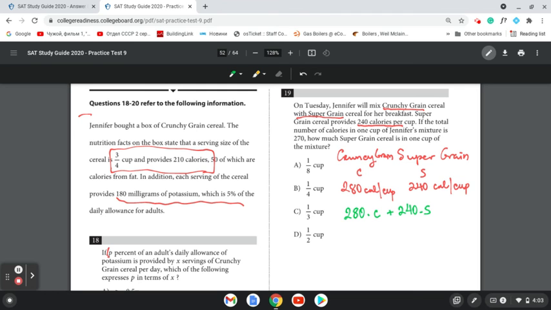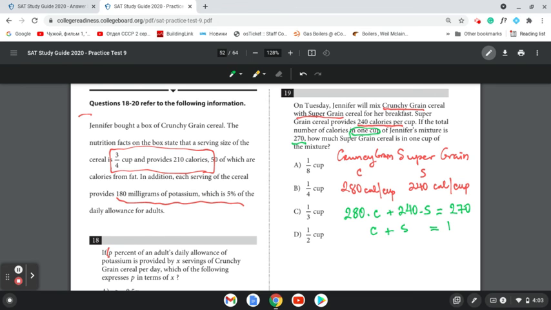That will give me the total calories of the mixture, and I know that the total has to equal 270. I also know that she's using 1 cup. So when she put together the crunchy grain and the super grain cereal, the quantity equals exactly 1 cup. So here is my system.